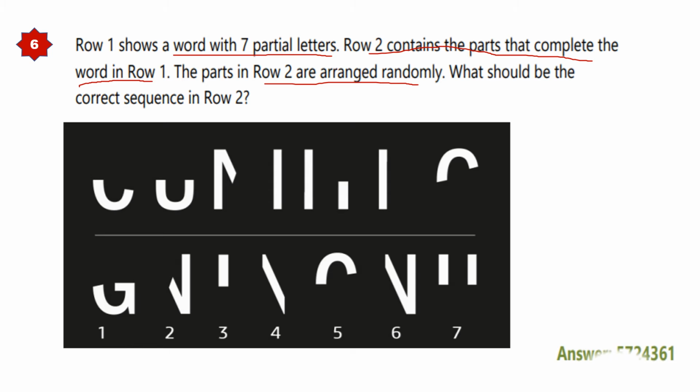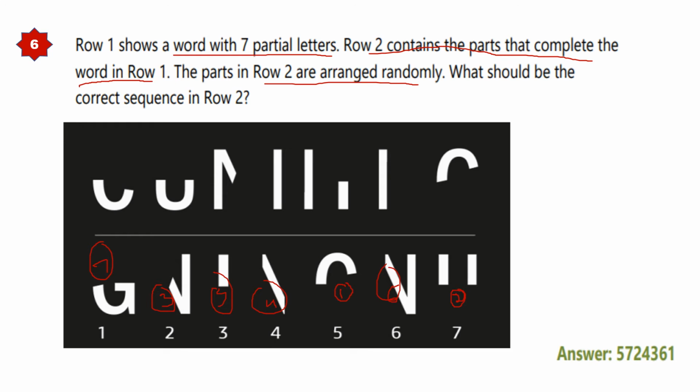Okay, so the answer is like this one must be coming first, then this one second, then this one third, then fourth, fifth, then sixth, then seventh. Okay, like this way we have to make it in an order. It is just for making a word perfect in row 1. Okay, it is just a combination of letters that we did earlier.